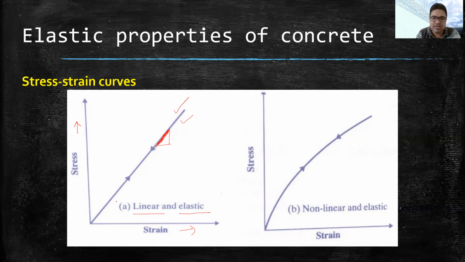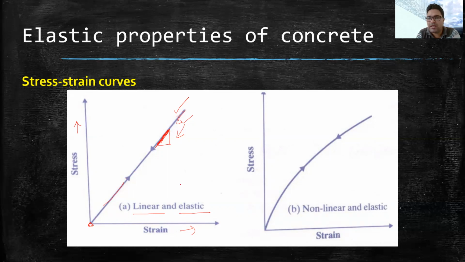So linear means the curve is linear, and elastic means if we apply the stress, the strain increases, but if we remove the stress, the material will regain its shape. Once we remove the load, there will be no deformation, and the material will regain its shape without any failure.